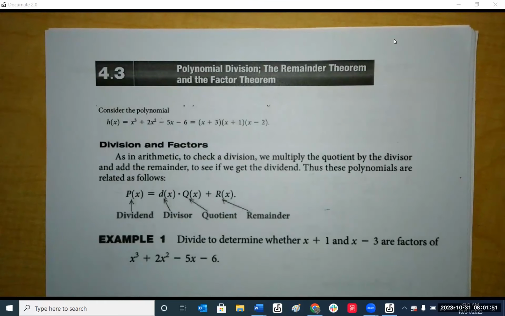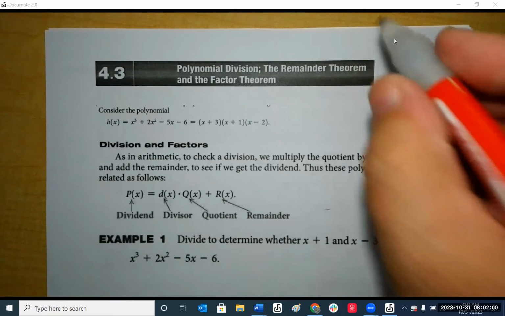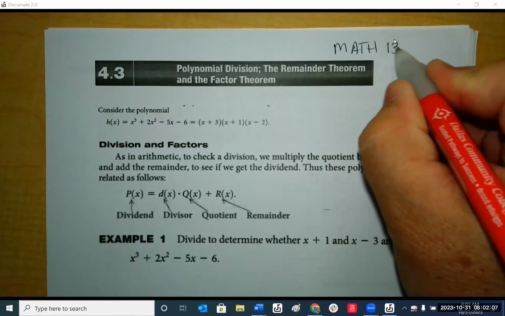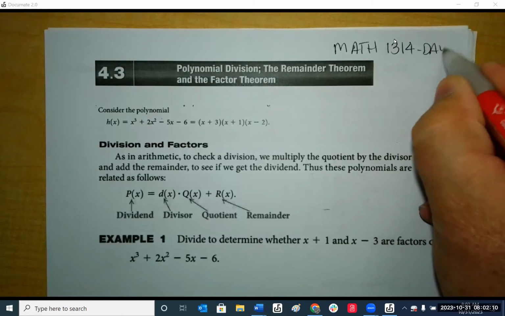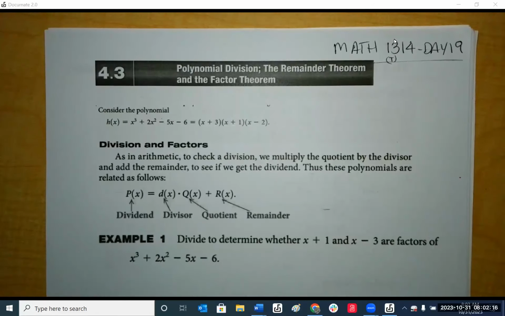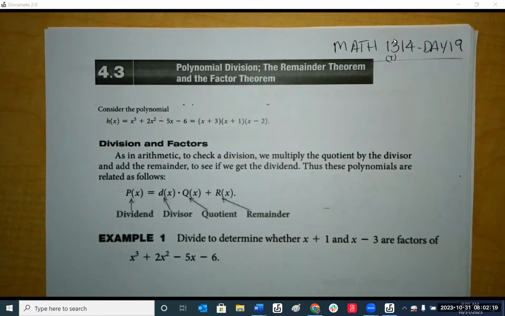Here we have section 4.3: polynomial division, remainder theorem, and factor theorem. Remember, what we're trying to do is get closer and closer to being able to solve any polynomial that I give you. This section and the next section are going to be the most critical for the entire semester. After these two sections, I'll be able to give you any type of equation, and you'll be able to graph it without a calculator.